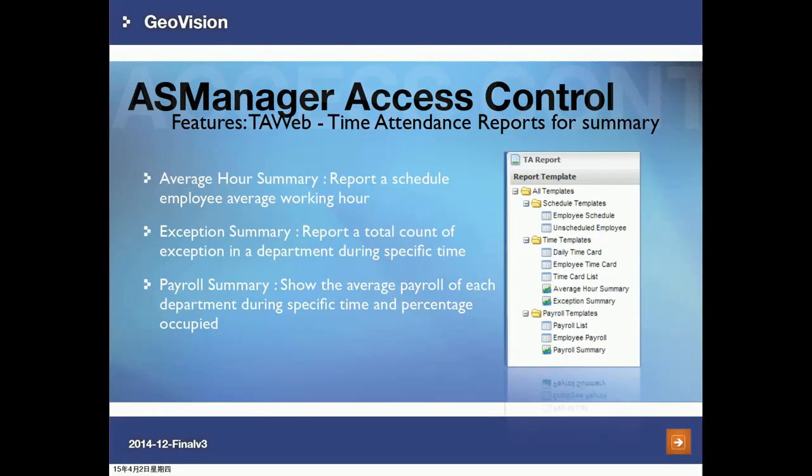For the following three types of reports, you can view them in a chart. So for average hour summary, you can run a report for the average working hour of your employees. This is done in a line chart. And then you can do an exception summary of the time attendance. So you can run the report and it'll give you the total count of, let's say, employees starting work late or overtime. So this is also done in a line chart. And then you have the payroll summary, which shows the average payroll of the department and the percentile. This is done using a pie chart.